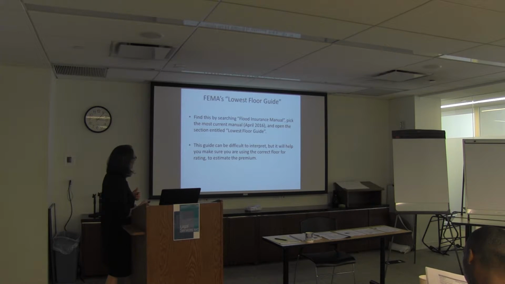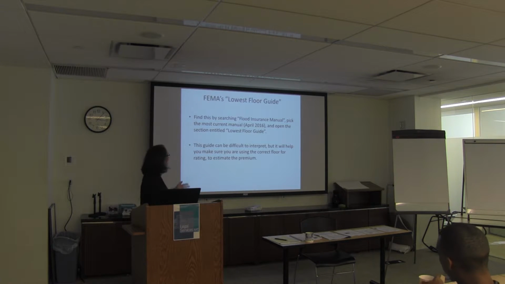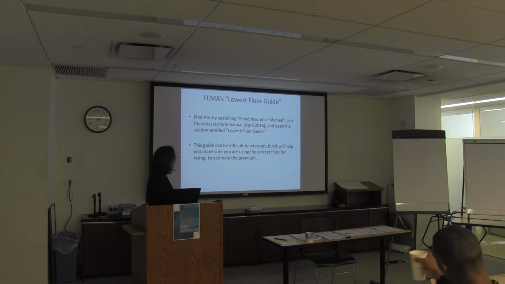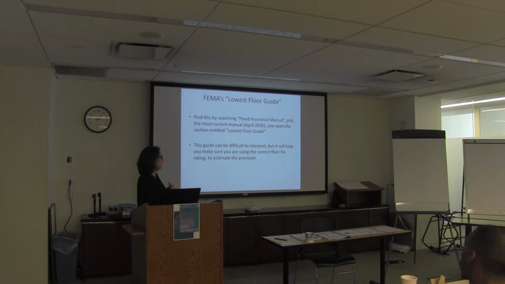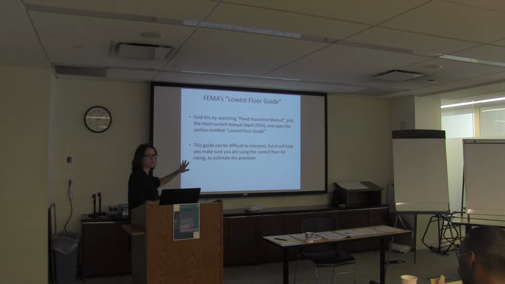You get to the lowest floor guide by just searching "flood insurance manual." You just Google that, and it's going to pull up. You click the most recent one, which is April 2016, and then one of the chapter sections in the PDF list is the lowest floor guide. That's where you're going to find it. Again, we'll go over all this later about where you find these things.